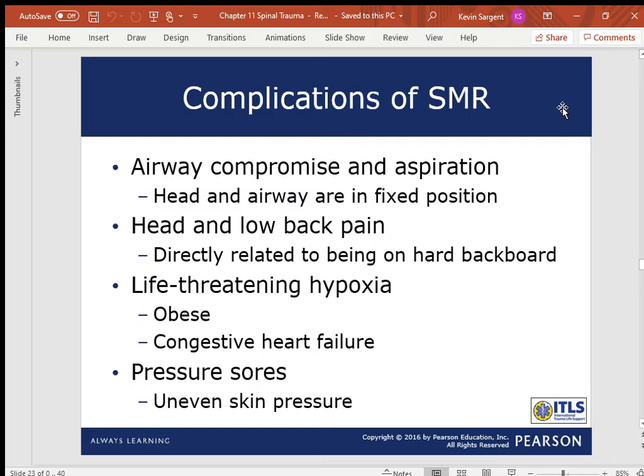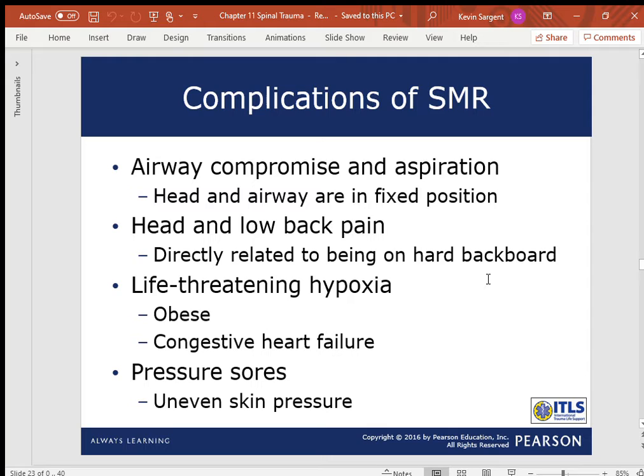Complications of spinal motion restriction: one, once you immobilize them, you're responsible for their airway. So if they start vomiting, their head and airway are in a fixed position. You have to have suction ready. You are responsible for their airway. Head and low back pain: patients will complain that the back of the head hurts. They might complain of low back pain because we're not designed to lay perfectly flat like that. Life-threatening hypoxia: patients that are very obese have what they call Pickwickian syndrome, where their body mass is unable to be lifted by the chest wall. This leads to almost a form of asphyxia.